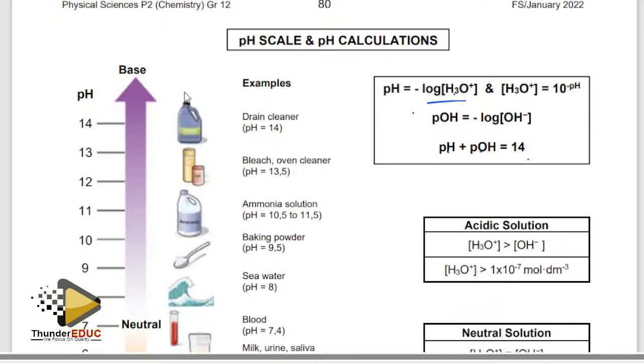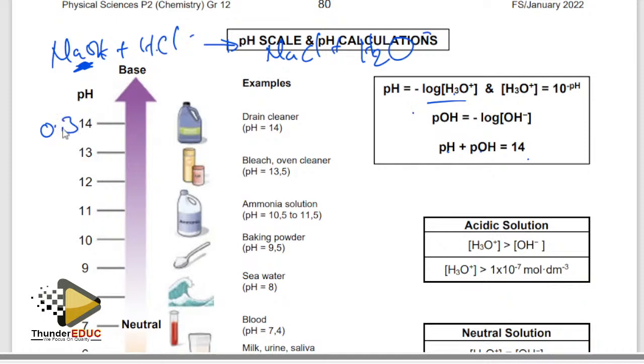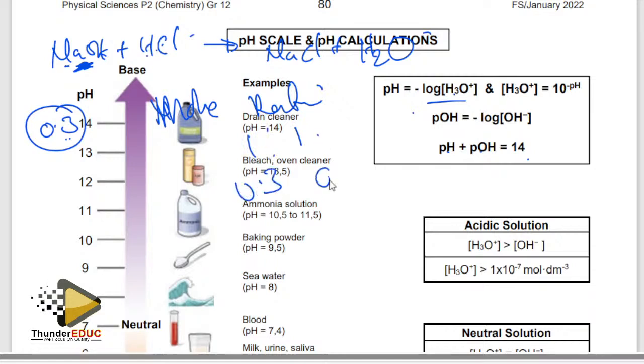You understand? For example, you have sodium hydroxide plus hydrochloric acid, and they give you sodium chloride plus H2O. Now they want you to calculate the pH of this, but they have given you the concentration of the base. If the concentration of the base is maybe 0.3, then you have to use the mole ratio, whereby you say the mole ratio is 1 to 1. Definitely, if this is 0.3, then automatically this one is going to be 0.3 as well.